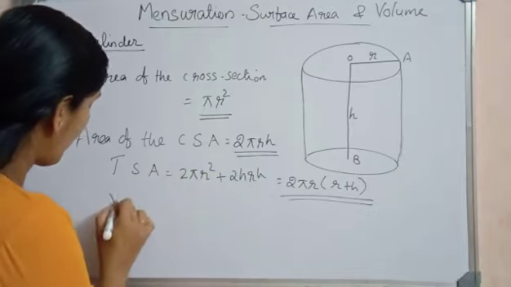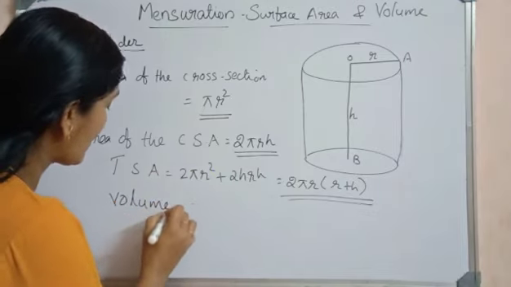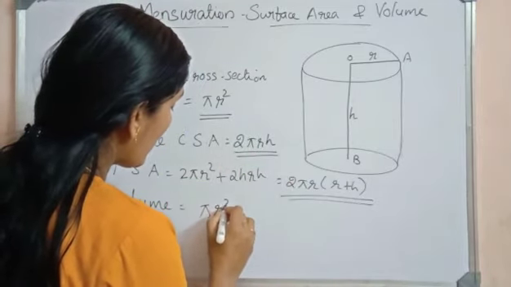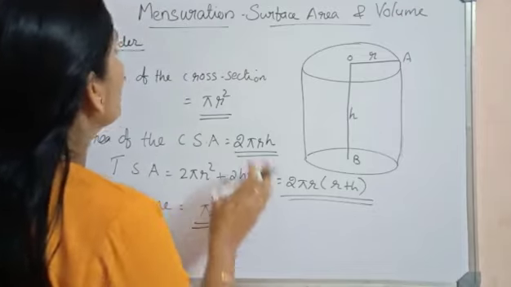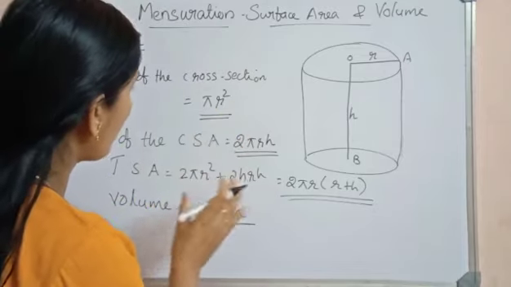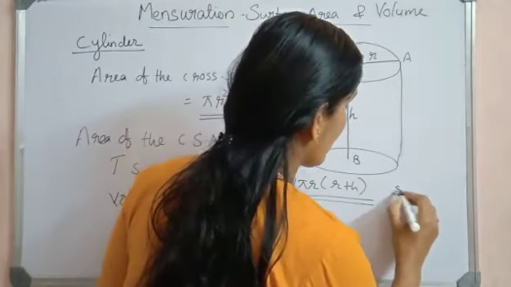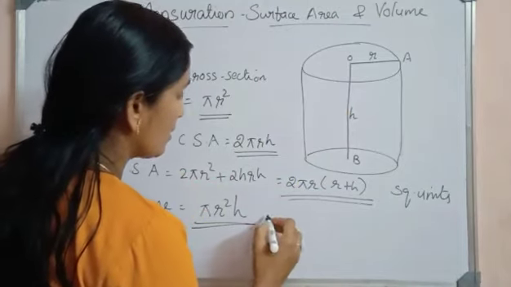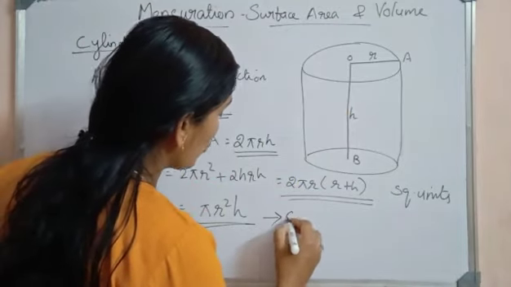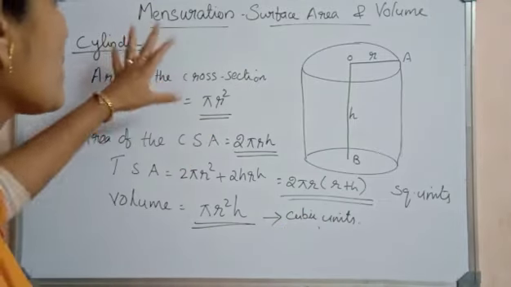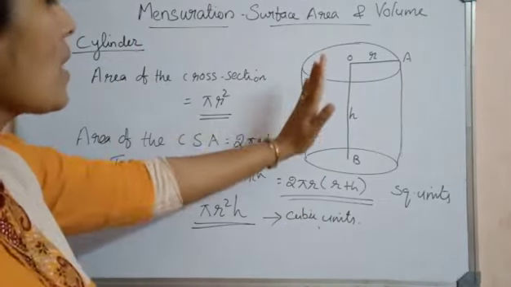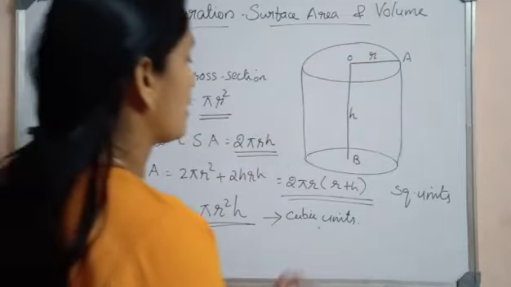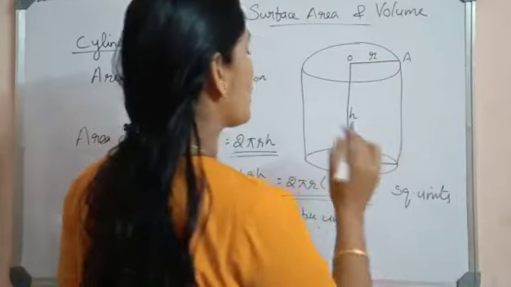And the next is the volume. The volume of the cylinder can be calculated by using the formula pi r square h. And you need to remember that area is always expressed in square units, and the volume is always represented by cubic units. So these are the formulas we need to remember while solving the sums related to a solid cylinder. This is a solid right circular cylinder, and you have seen the radius as well as the height of the cylinder.